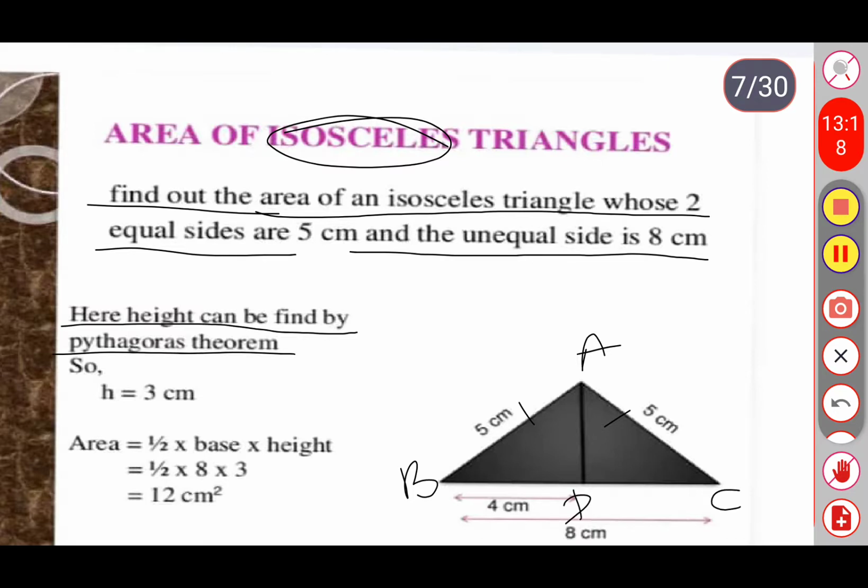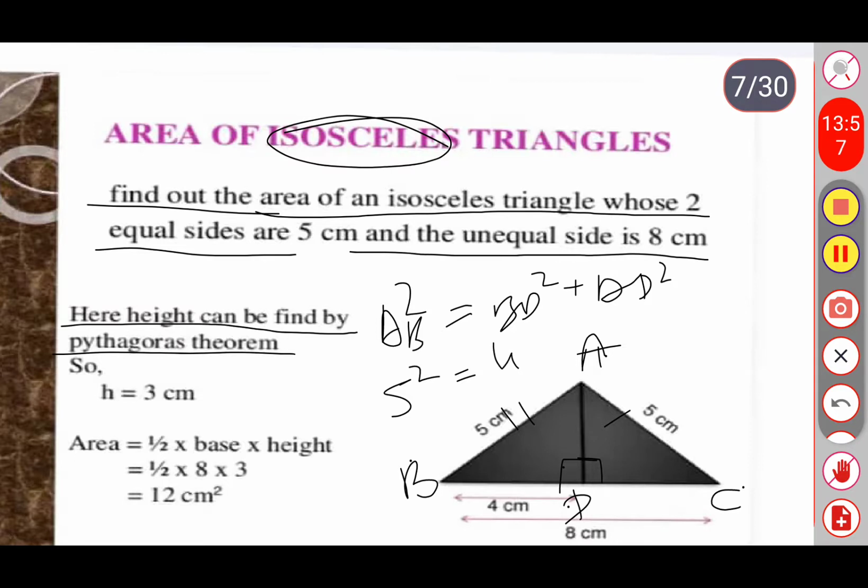Similarly, take the four vertices of the triangle A, B, C and D. Here AD is perpendicular to BC. So how can you write the Pythagoras theorem for this triangle? Same, hypotenuse square. AB is the hypotenuse and the remaining two are the two sides of the right angle triangle. So AB square is equal to BD square plus AD square.